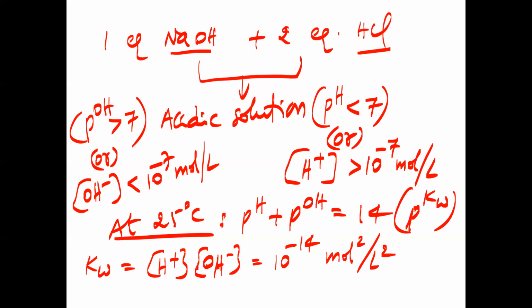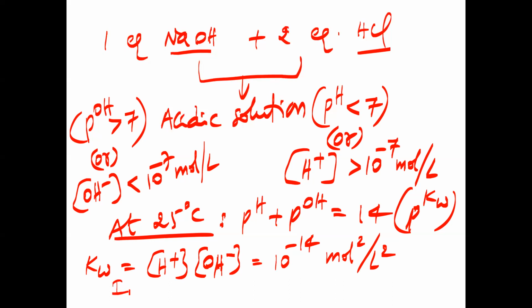10 power minus 14 moles square per liter square. If H plus ion is greater than 10 power minus 7, OH minus should be less than 10 power minus 7 to make it equal to 10 power minus 14. When H plus ion is greater than 10 power minus 7, OH minus must be less than 10 power minus 7 to make the product equal to 10 power minus 14. So at this room temperature, 25 degrees Celsius, H plus into OH minus ion concentrations must be equal to 10 power minus 14 moles square per liter square. Here moles per liter, here also moles per liter, so moles square per liter square. It is Kw, the ionic product of water.